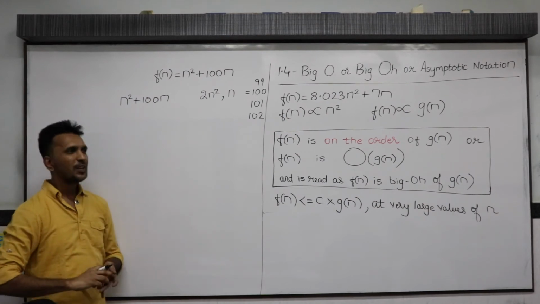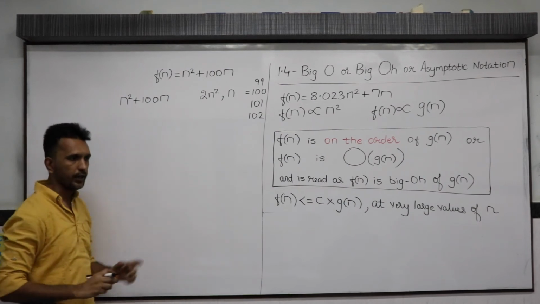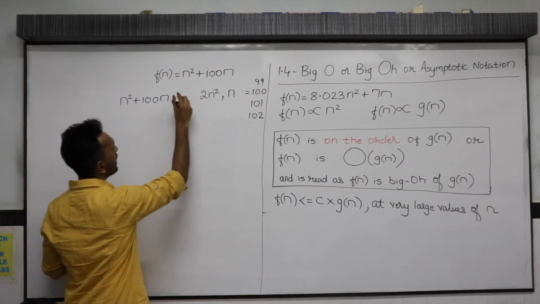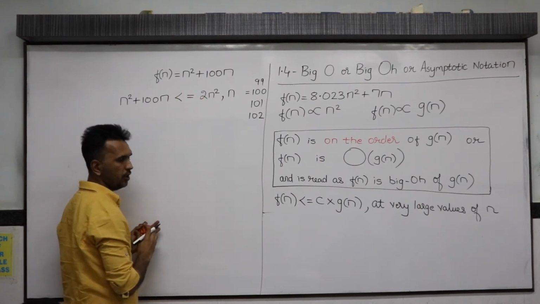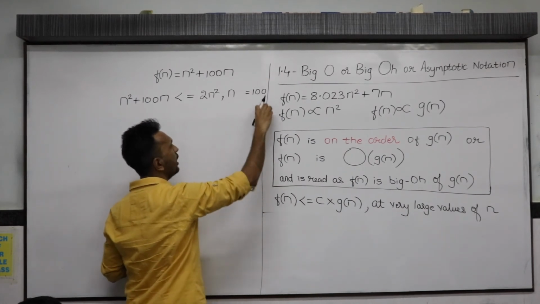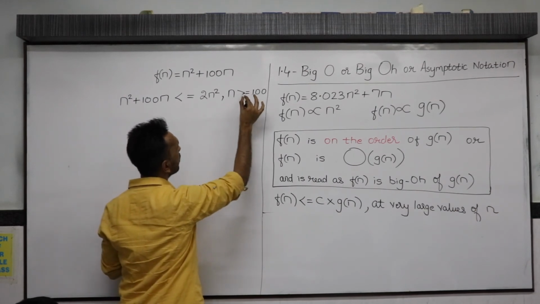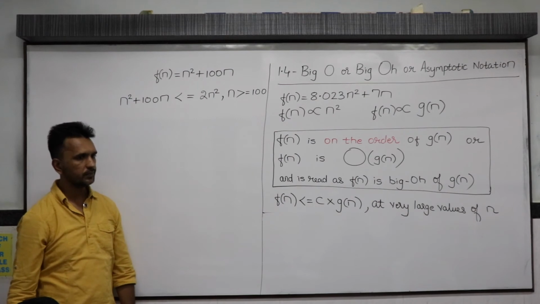Anyway, so now all this what I spoke in last 1 minute, see how I'll write it. Look over here, I'll write it this way. The LHS is less than or equal to the RHS for those values of n which are greater than or equal to 100. Do you understand this?